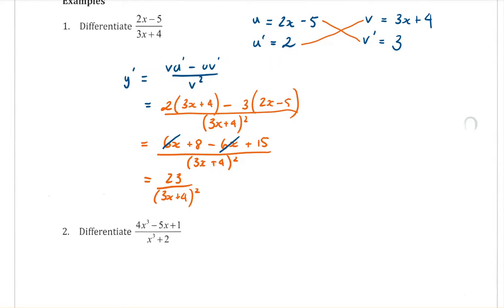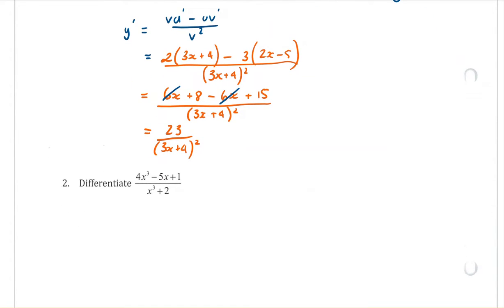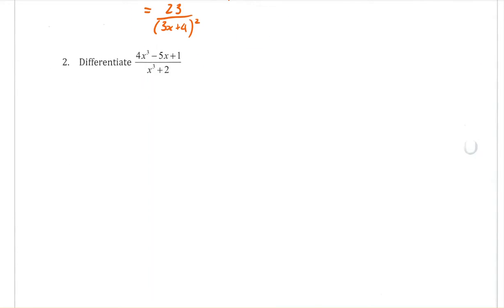Question 2. We want to differentiate again, and we can see the fraction there with x's on the top and x's on the bottom. So we can do a quotient rule. U must be the top. So U is the 4x cubed minus 5x plus 1. And V is the bottom, x cubed plus 2.